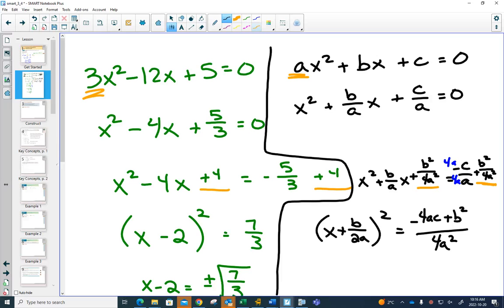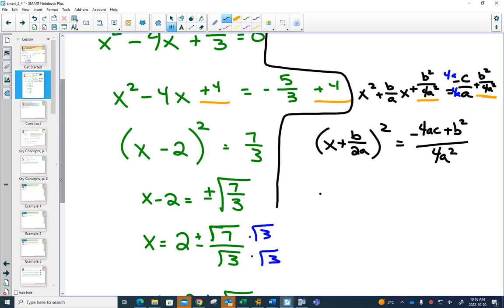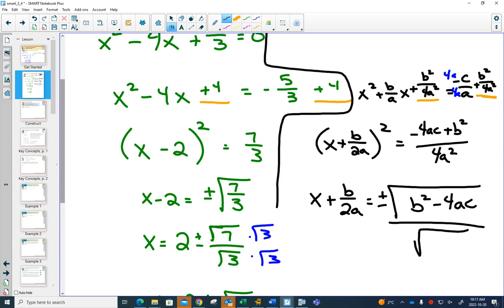We did all that to get something squared, so we could square root both sides. So when I square root both sides, this side will just become x plus b over 2a, and this side will have a plus or minus square root. And just getting us really ready for the formula, can you see if you're adding 2 things, the order doesn't matter? So I'm going to write the b squared first because it's positive, over, and I'm going to write the square root on the bottom of 4a squared.